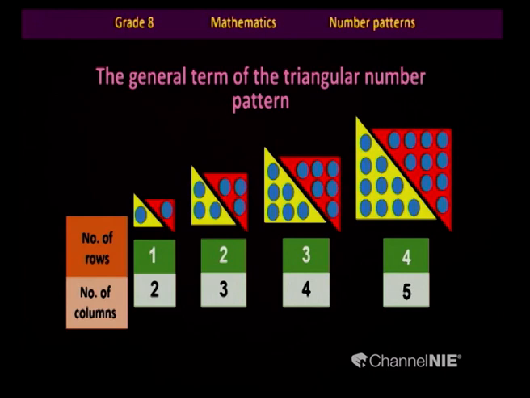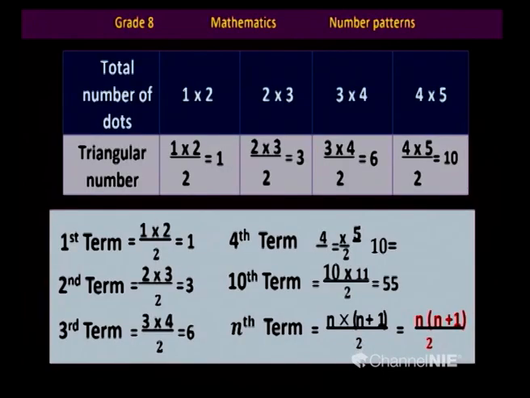We consider the second one. The number of rows is 2, number of columns is 3. By multiplying the number of rows and columns, you will get the value of 2 such triangles, but I want the value of 1 such triangle, therefore, I am dividing the value by 2. So, have a look at this table once again.